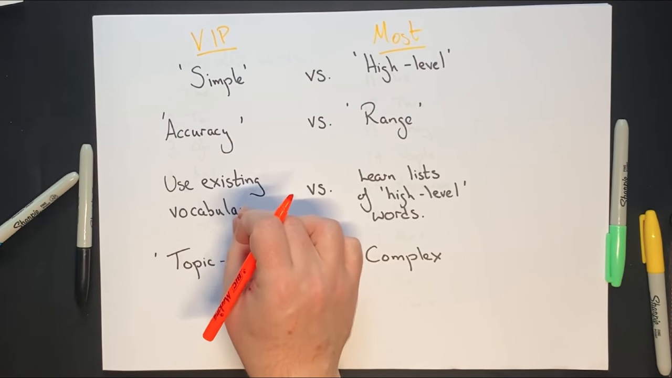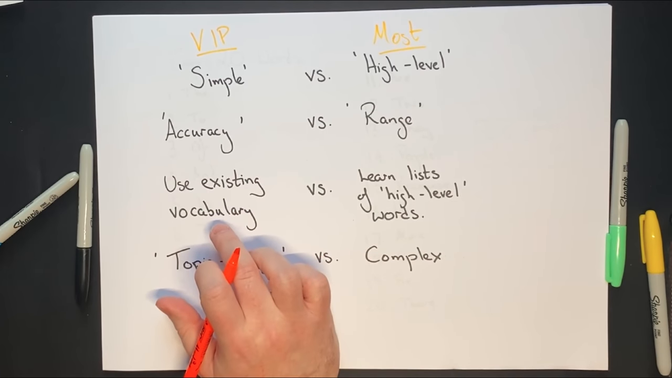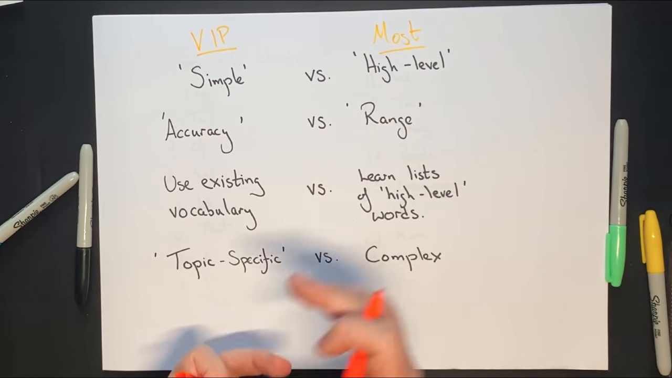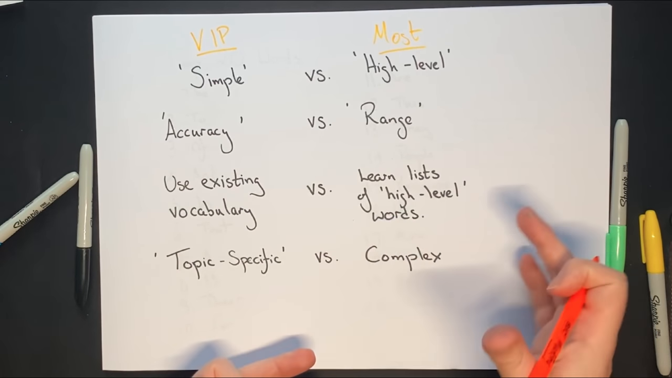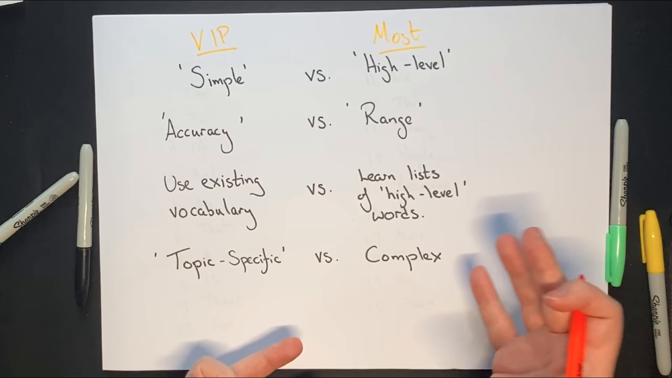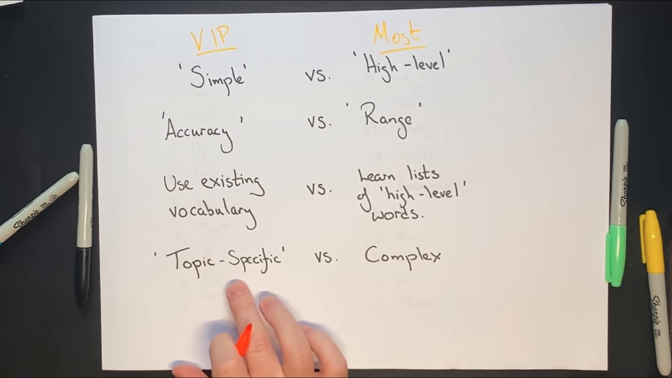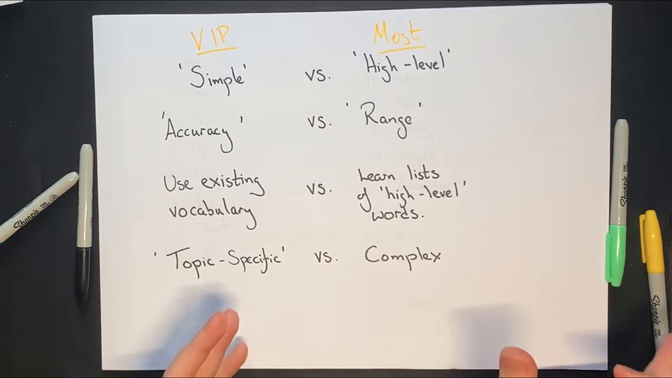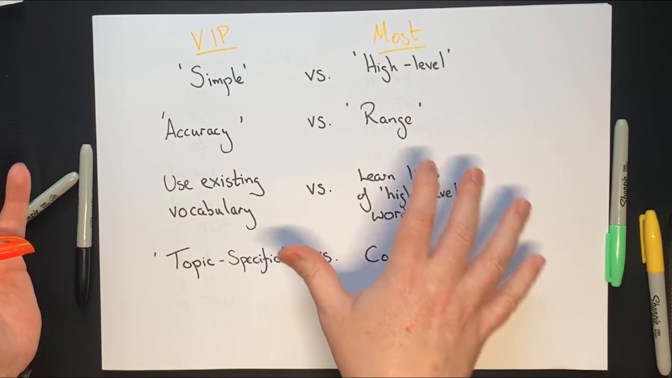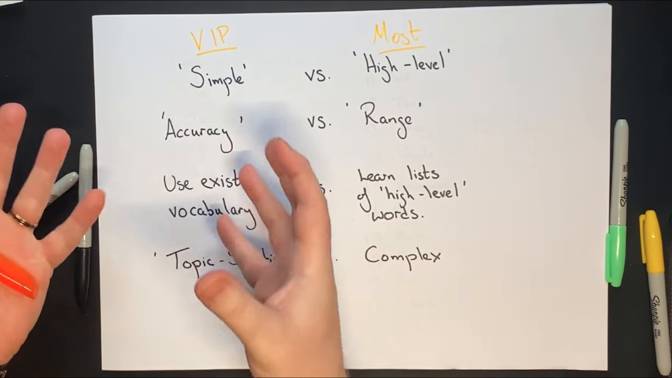We don't really help students improve the range of their vocabulary. What we do instead is we help them use their existing vocabulary to improve their score. Whereas other schools, especially online, especially YouTube, they encourage you to learn lists of words and then put those words into your essays. We focus more on topic-specific words, whereas most schools focus on complex words. So we're going to look at the data now, and we're going to see who is the winner and which one is going to help you improve your score.